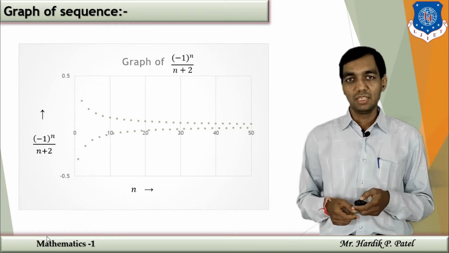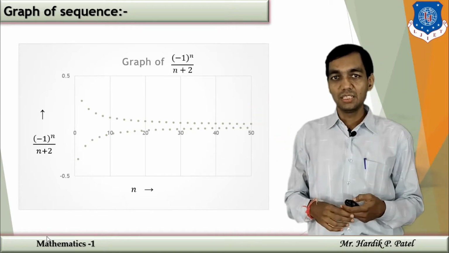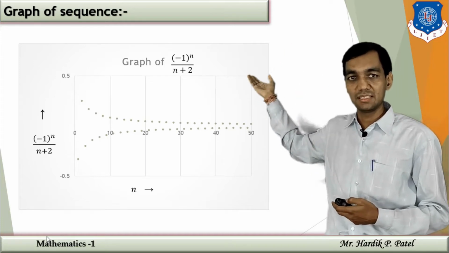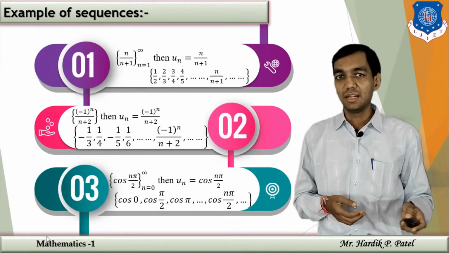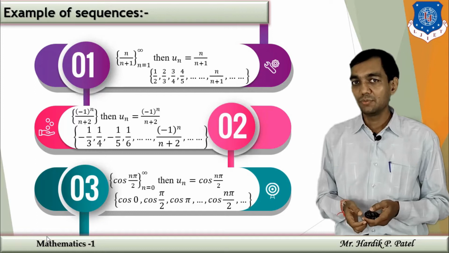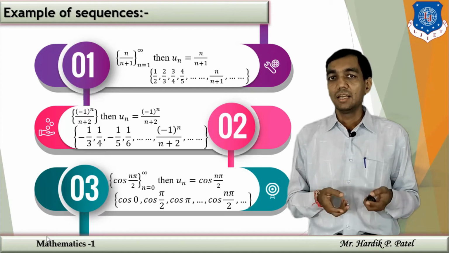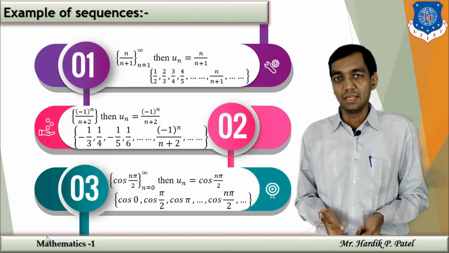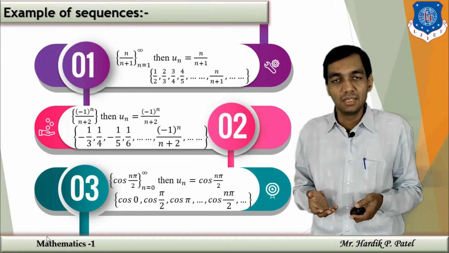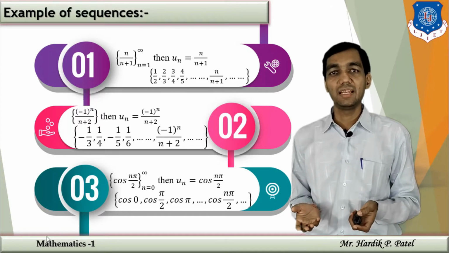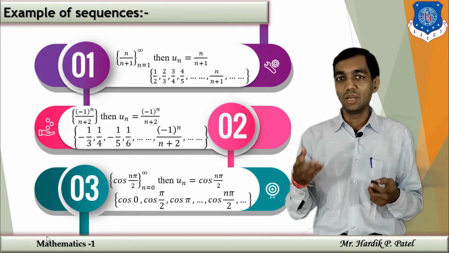If you see the graph presentation, it is here. You can check that some of the points are above the x-axis, some are below, because of the plus and minus values. In the same manner, the third example is cos n pi by 2. Here we have written n running from 0 to infinity. Now see, it is not necessary that your sequence always starts with 1. A sequence may start from 0, it may start from 5, it may start from 8. The starting value may be anything, so do not worry about it. And here it is starting with 0. So un is cos n pi by 2.